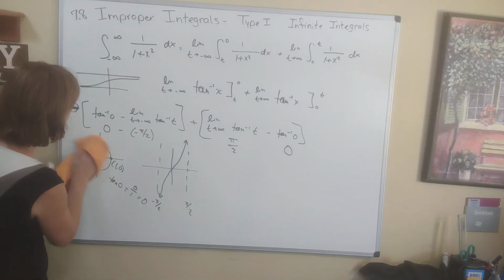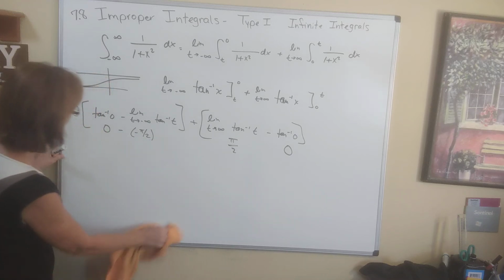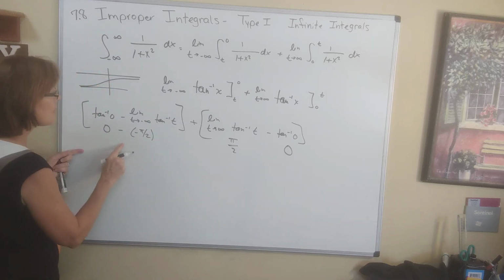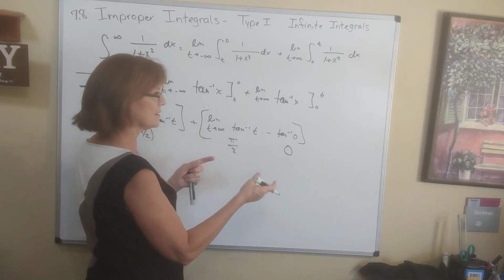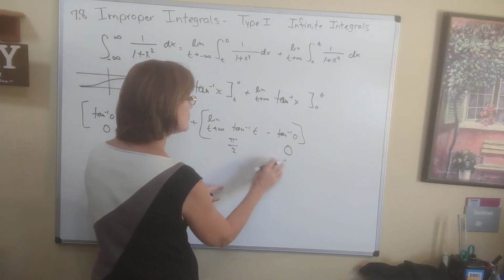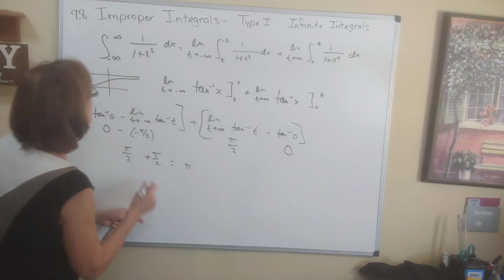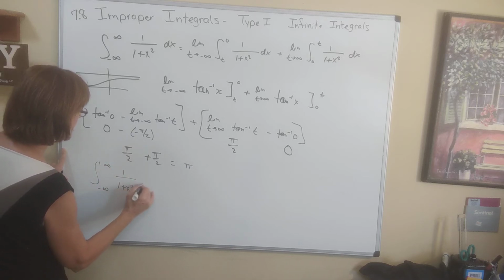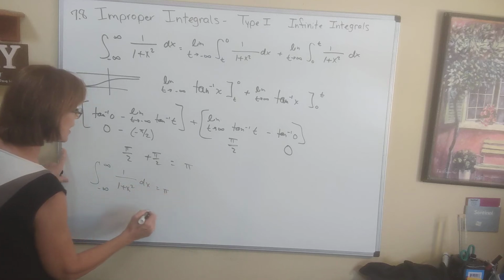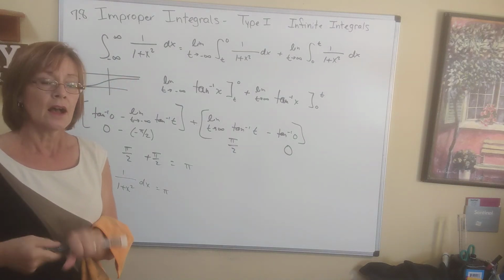So now we just add up our limits. It turns out the first limit did not diverge. We got a value from that. So we'll say 0 minus negative pi over 2 gives me pi over 2. And it turns out that the second limit did not diverge. We got values out. Pi over 2 minus 0 is pi over 2. So together this is pi. Turns out that this integral, negative infinity to positive infinity of 1 over 1 plus x squared dx, is equal to pi. It converged to pi. So that's how you can do one when you have infinite limits at both ends.